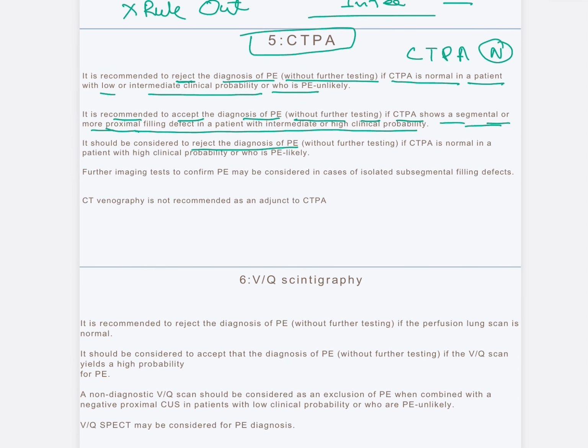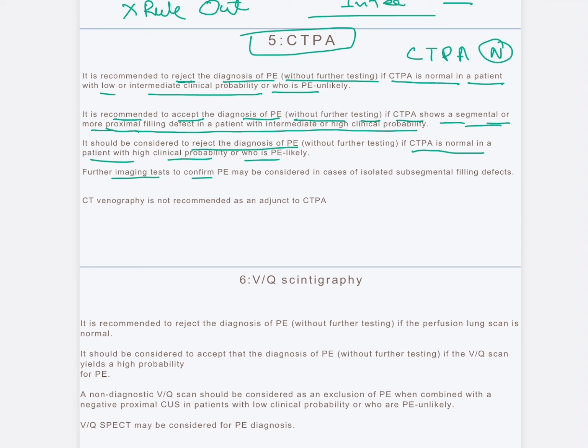It should be considered to reject the diagnosis of pulmonary embolism without further testing if CTPA is normal in a patient with high clinical probability or in whom PE is likely. So if the CTPA is negative, you can safely say that this is not pulmonary embolism, whether the patient falls into low, intermediate or high clinical probability. You can safely categorize the patient as unlikely PE and look for other diagnoses.